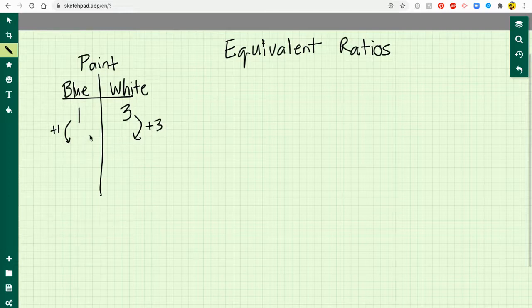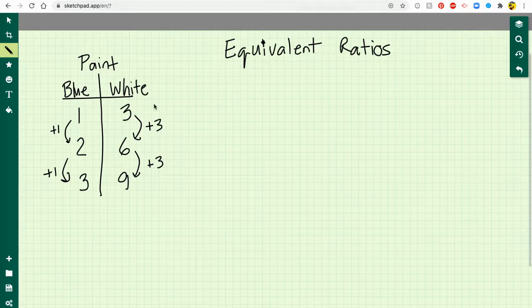Okay. You could also do multiplication. That's also in another video. And we also talk about how division is helpful too. Okay. So I'm going to keep adding 1 cup of blue paint and 3 cups of white paint. Why are we doing that? It's because we want the paint to be the same. We don't want it to look different.